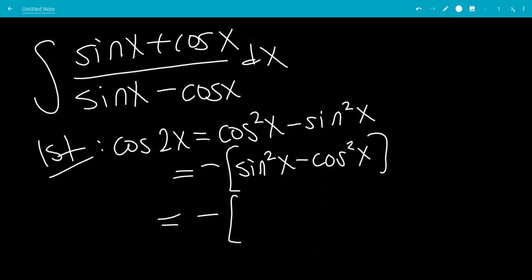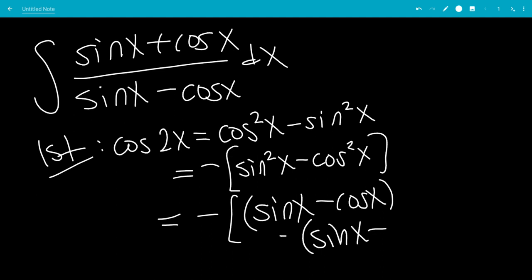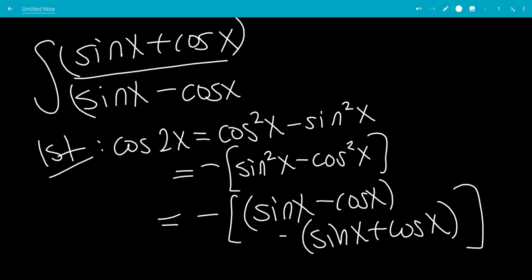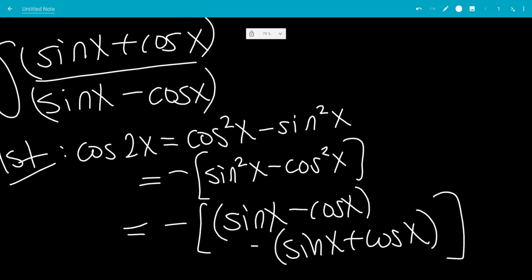The inside is factorable. A squared minus b squared is factorable into a minus b times a plus b, so we're going to write that. So that would be sine x minus cosine x times sine x plus cosine x. Okay, so I'm going to remove the dx, and then we're going to multiply top and bottom by something. Now, what are we going to multiply by? We want it to be easy to u-sub.